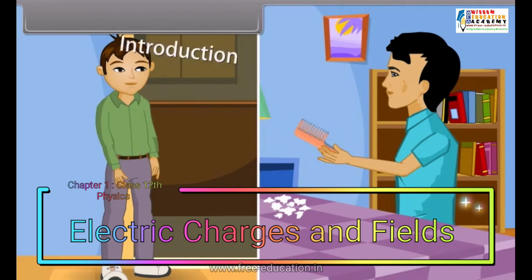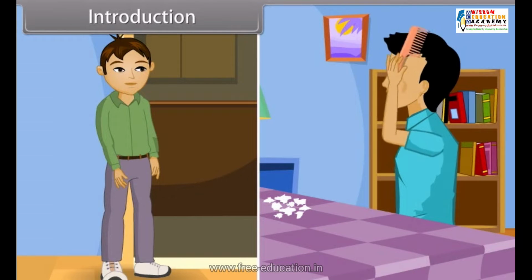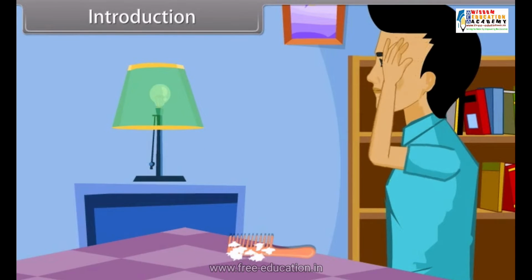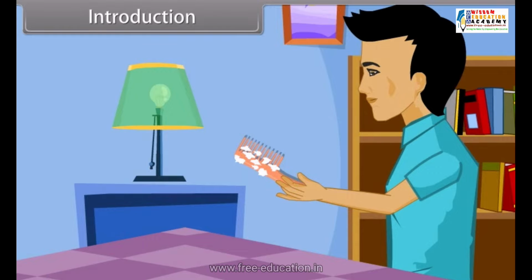Induction. Amit and Sanjay are planning to purchase some articles from the market. For this, Sanjay is ready and waiting for Amit. Amit is combing his hair. After combing, when he puts the comb on the table and again picks the comb, then he gets surprised.